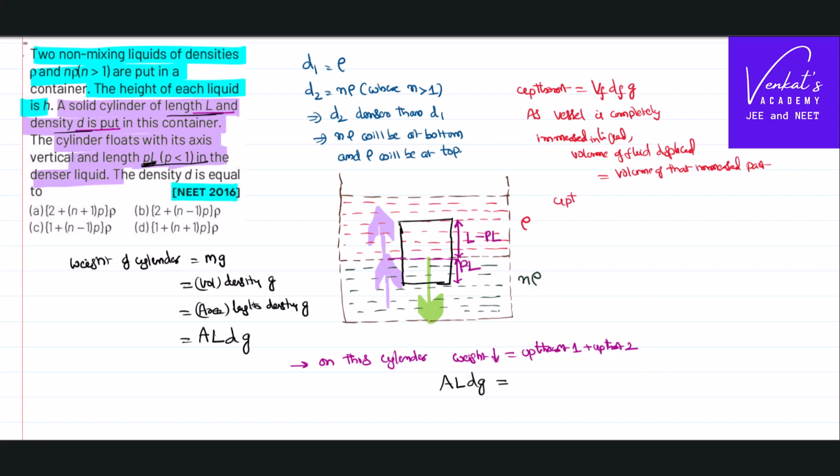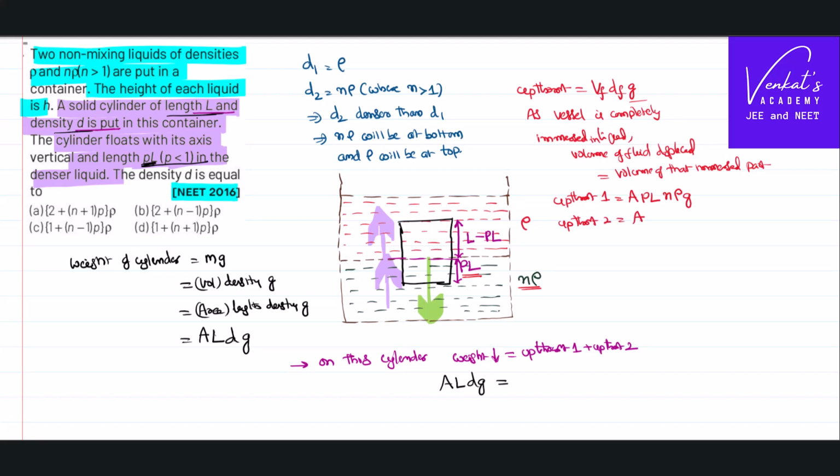Then I can write upthrust 1 as the volume of the immersed part, which is area of cross section, which is the same, times the length of the immersed part. And upthrust 1 is due to the lower liquid. So the length of the immersed part is PL, multiplied by the density of that lower part of the liquid, which is N rho, and g, as per the formula. That is upthrust 1.